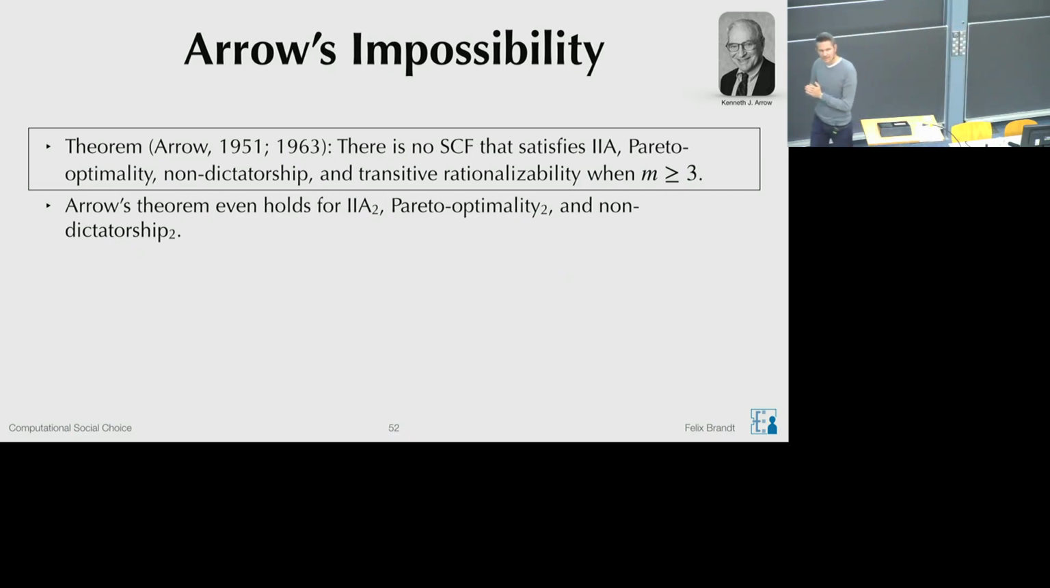Okay, welcome to today's lecture on computational social choice. Today's lecture will be exclusively devoted to Arrow's impossibility theorem. So we will only talk about this theorem and in the end about some variants of this theorem.